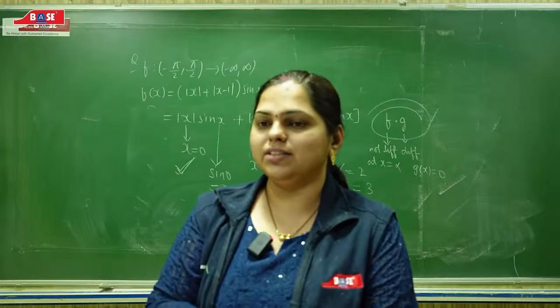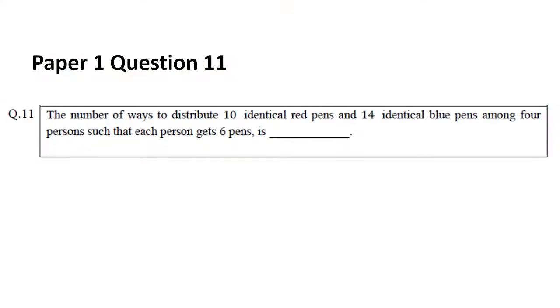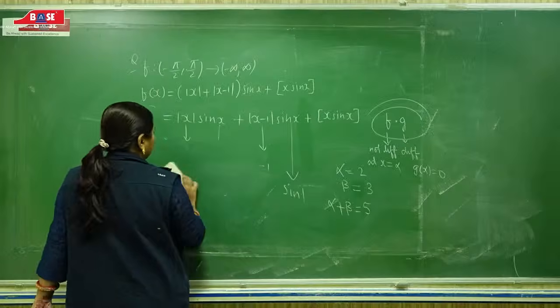I have to see that question again. The question says: the number of ways to distribute 10 identical objects. First, please focus on the term identical. This identical object itself will tell you that either you have to take the help of Stars and Bars method or the multinomial theorem. Distribution of identical objects: Stars and Bars or multinomial theorem. Correct, everyone? 10 identical red pens and 14 identical blue pens, among how many persons? 4 persons, such that each person should get 6 pens. This is the question they are asking.